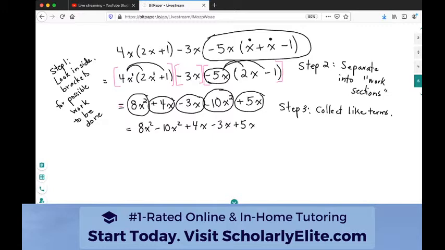Okay, so let's go ahead and put these into their situation. So we've got 8x squared minus 10x squared. That's going to be negative 2x squared. And I leave it like that. Then I've got positive 4x minus 3x, which is going to be 1x. And then plus 5x is going to be 6x. So then we've got positive 6x. And that, folks, is our final answer for this question.